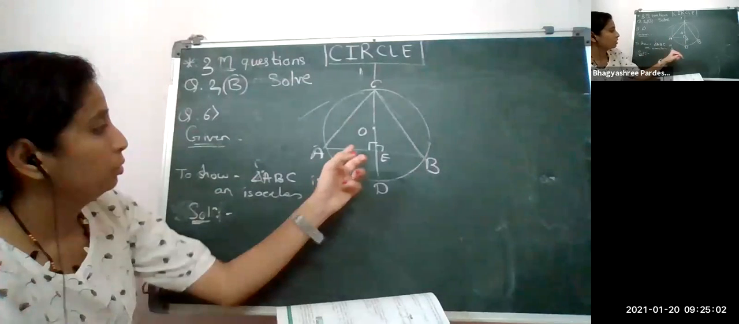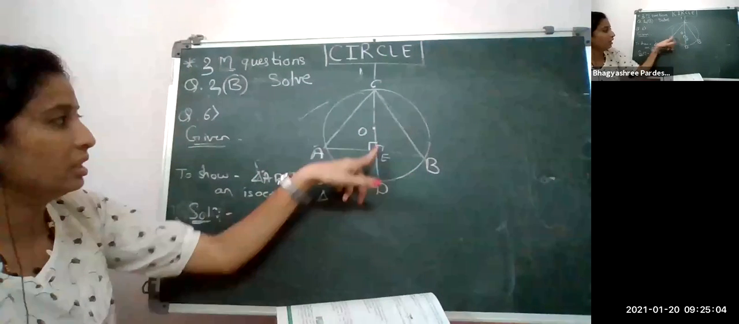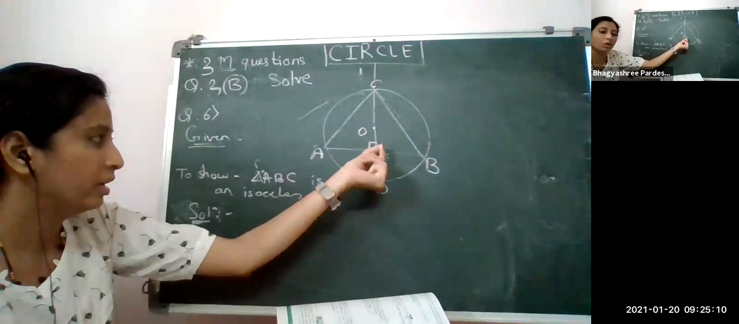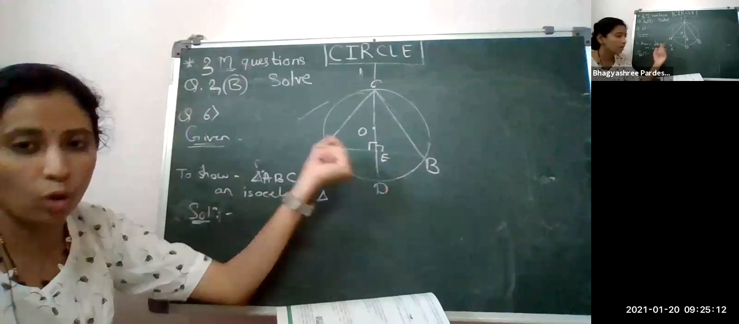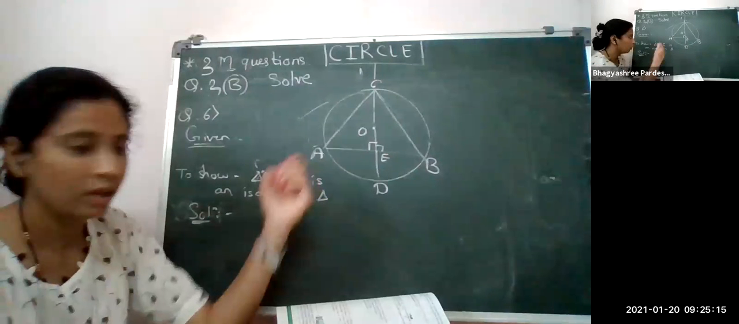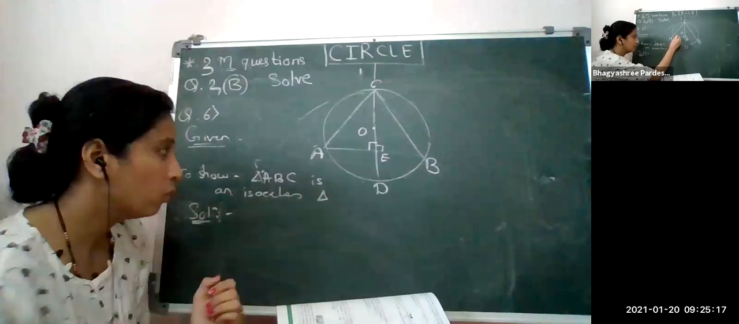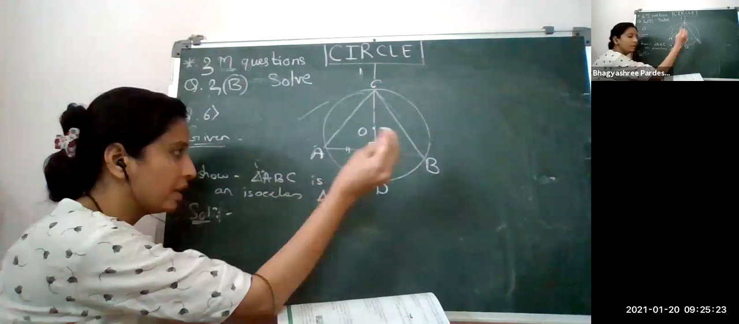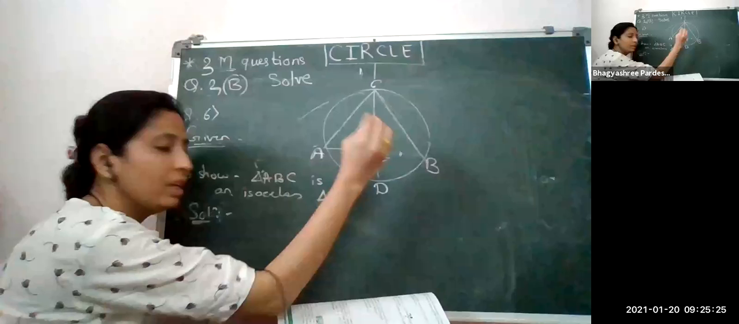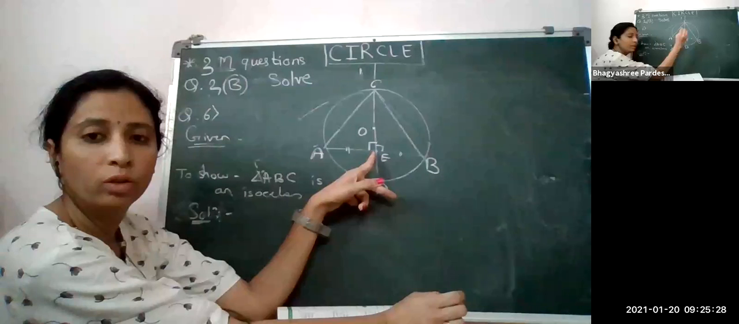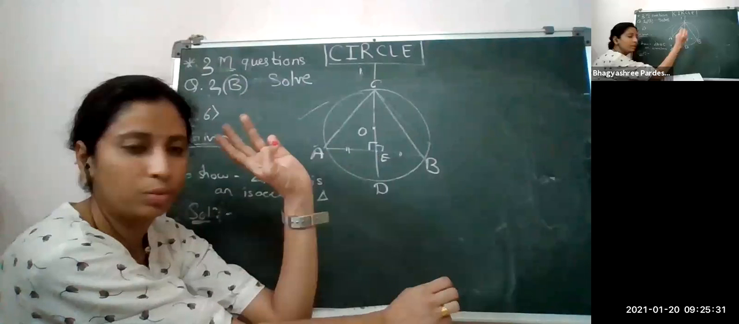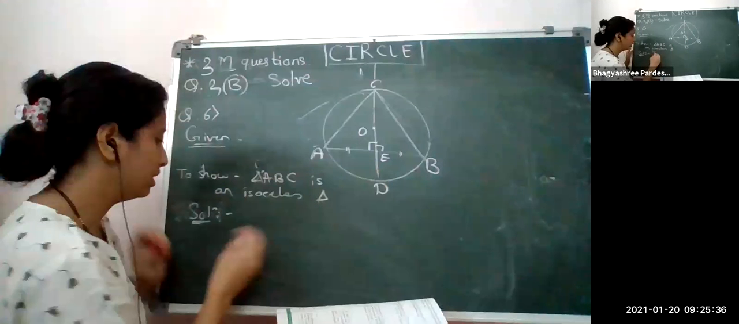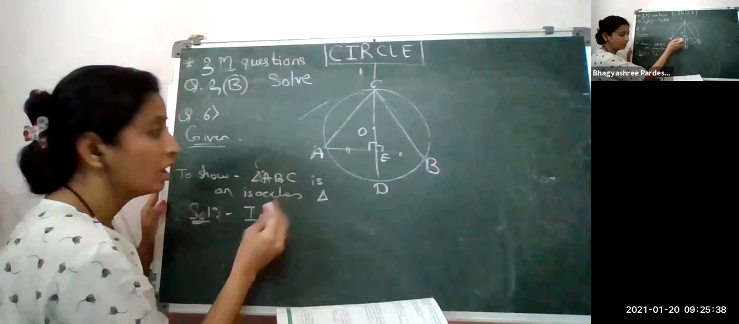The first one: this line is from the center, and it is falling on the chord. Therefore, AE and BE will be equal. Why is this equal? A perpendicular from the center to a chord bisects it. The whole exercise, the whole question, has been based on these three theorems. So these are equal here. In the solution, write this properly, that these are equal.